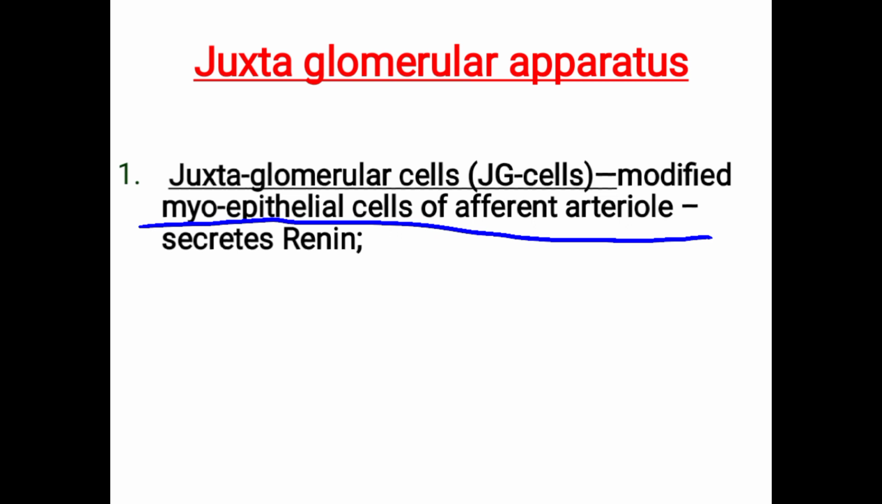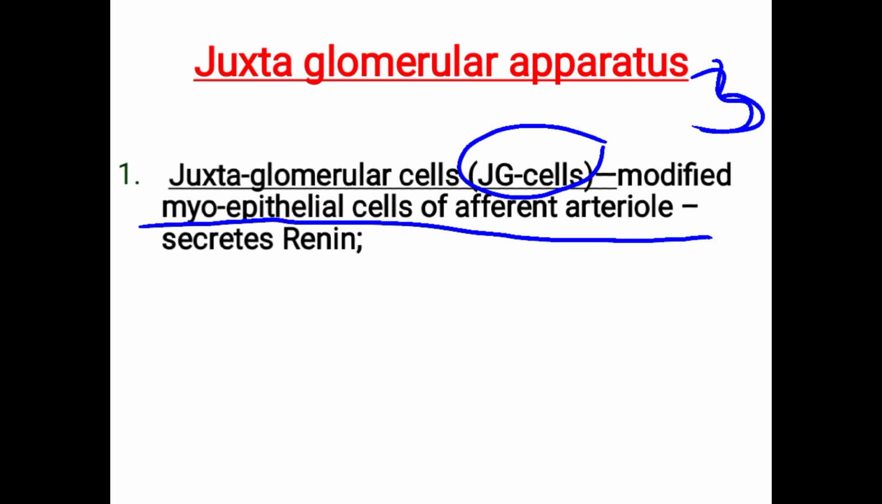So the juxtaglomerular apparatus is made up of three types of cells. The first cell is the juxtaglomerular cells, JG cells. The juxtaglomerular cells are modified myoepithelial cells, or smooth muscle cells of the afferent arteriole.